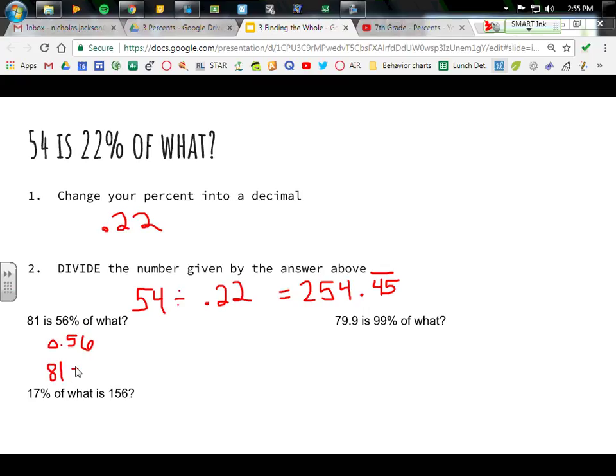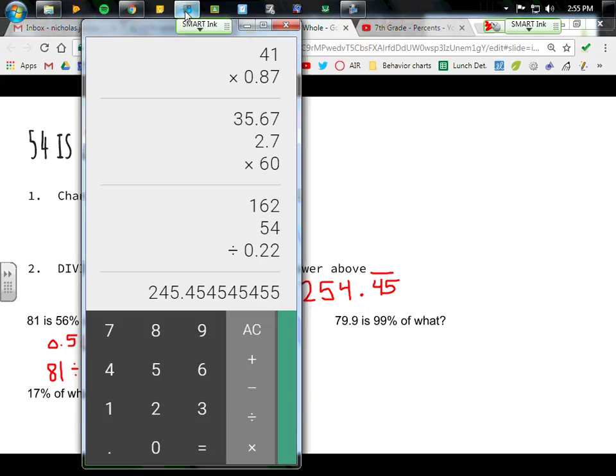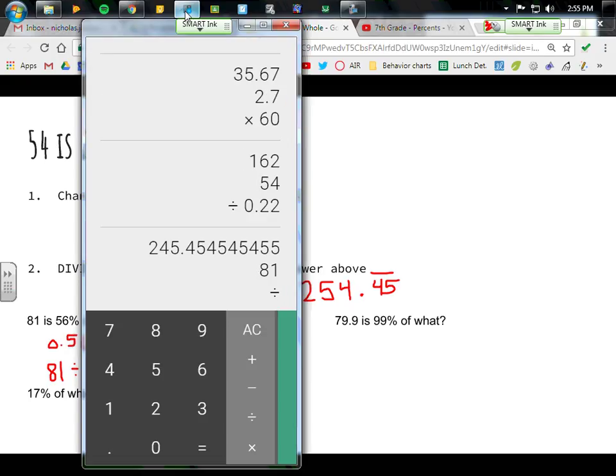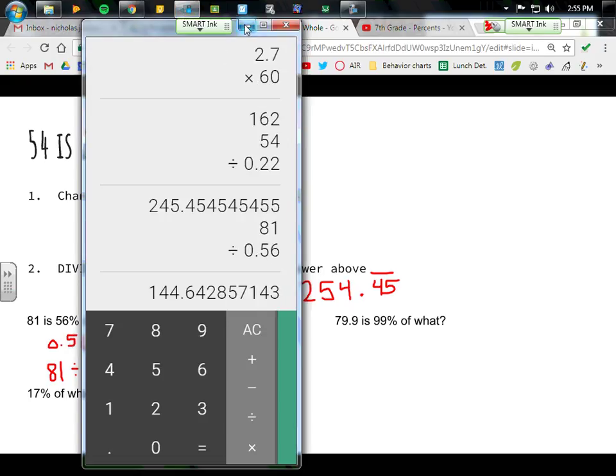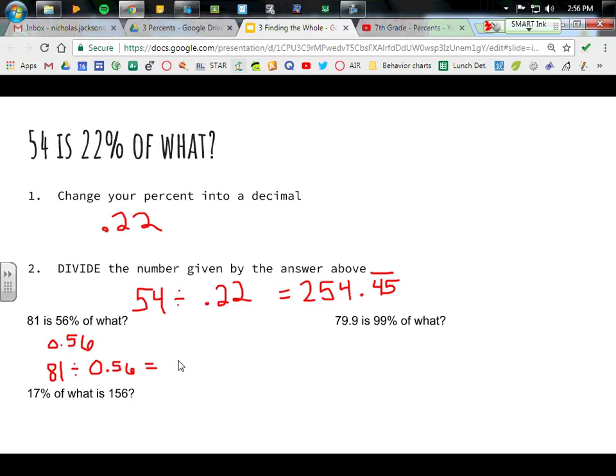Now, it's really important that you remember division has to be done in the correct order. So we cannot simply divide 56 by 81. We have to be dividing 81 by 56, or we are simply not going to get the right answer. All right, so the answer here is 144.6 if we round it, which we like to do, especially when it comes to irrational numbers.